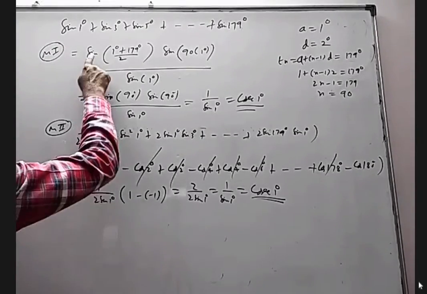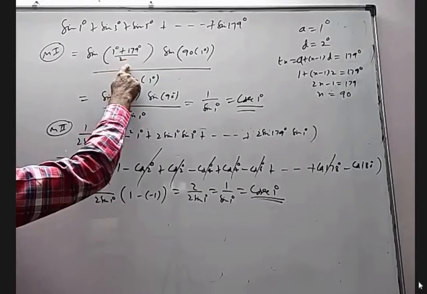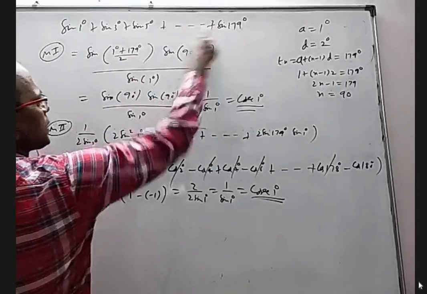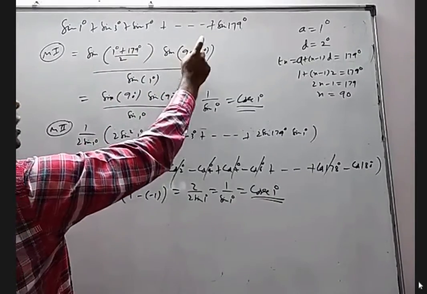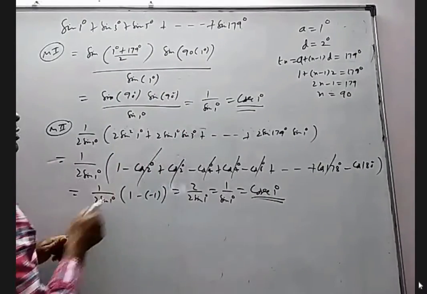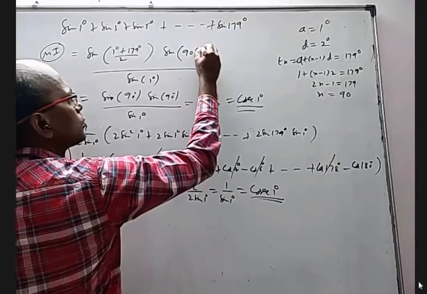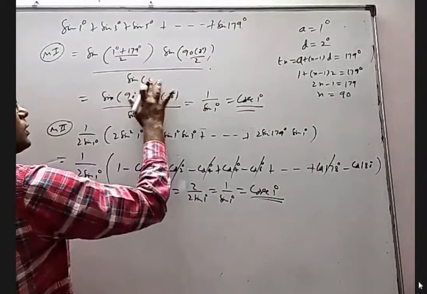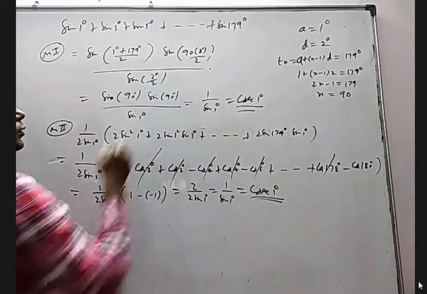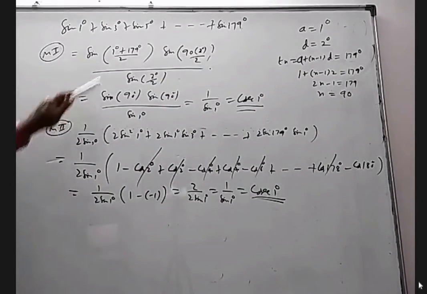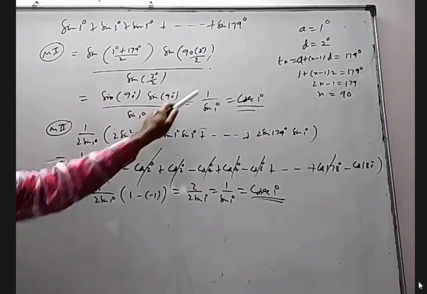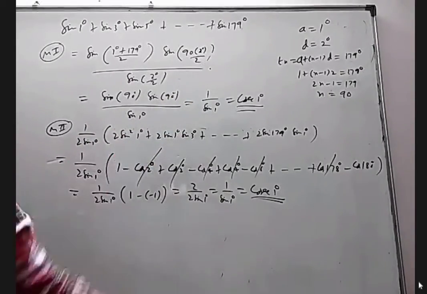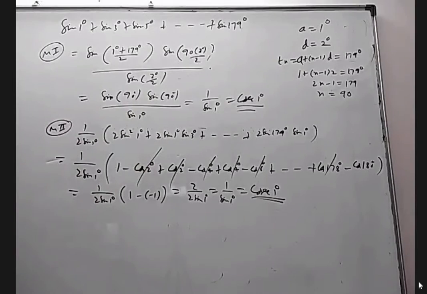According to our formula, either you can write 2a plus n minus 1 into d, or you can write first term angle plus last angle by 2. That's how we can remember this. This is n times half of common difference, so I should write 2 degrees by 2. Even here, 2 degrees by 2. Luckily, this became sine 90. This also became sine 90. This is sine 1. So 1 and 1. I'll be left with 1 by sine 1 degree, cosecant 1 degree. So the answer for this is cosecant 1.